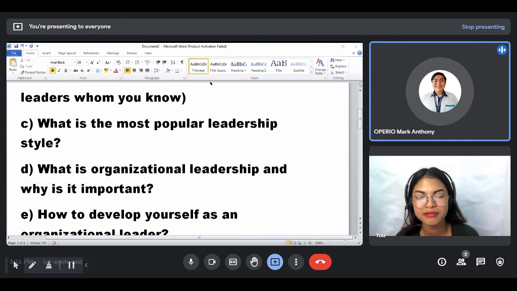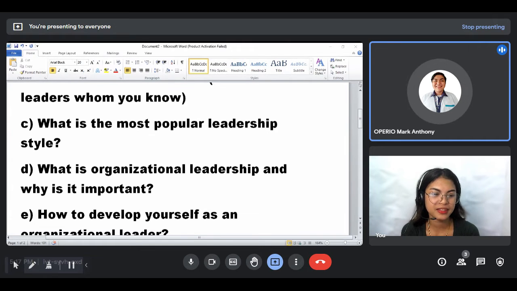The most popular leadership style for me, according to my research, is democratic or participative. A blend of the task-oriented and people-oriented leadership styles is known as democratic or participative leadership. The leader provides guidance and direction, but also encourages feedback from employees and takes their opinions into account, although he or she makes the final decision.